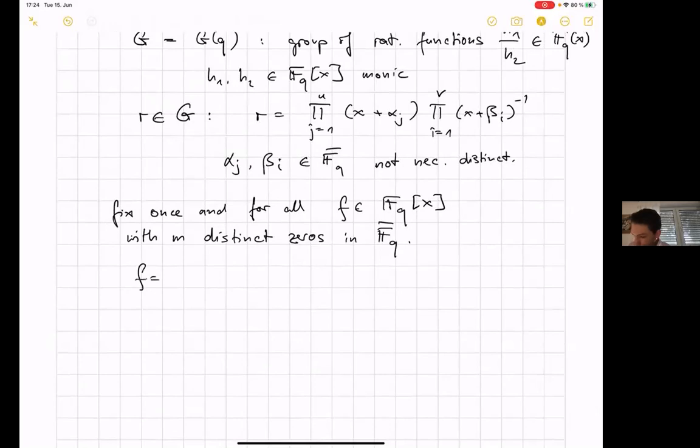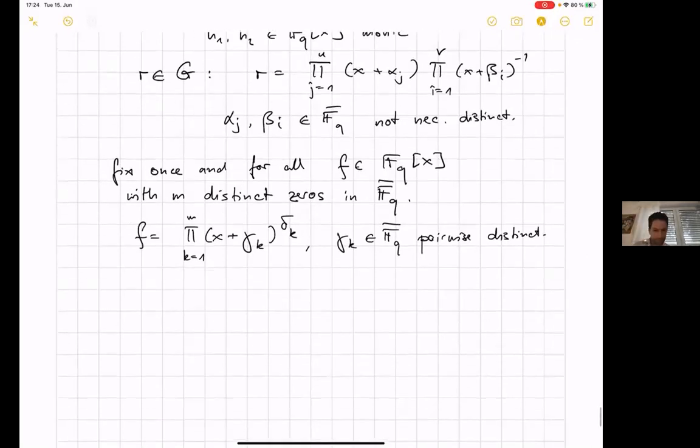And we write f as the product of (x plus gamma_k) to the power delta_k, where now we collect all gamma_k's together that are the same. So the gamma_k's are pairwise distinct, gamma_k in F_q bar, pairwise distinct. Okay, I define G star, which is G star of q, as a subgroup of G.